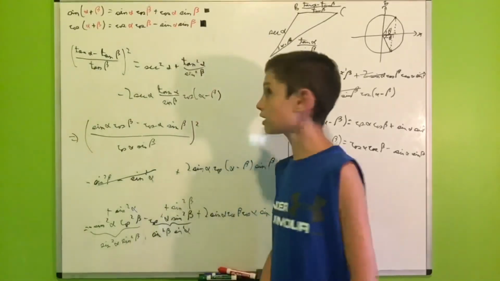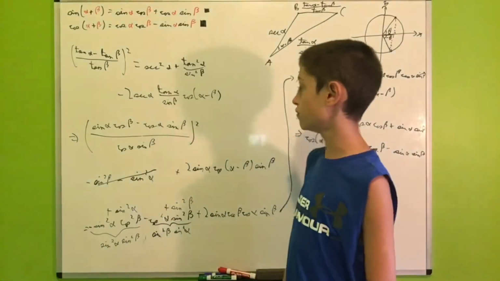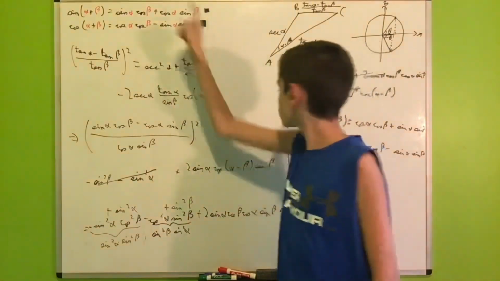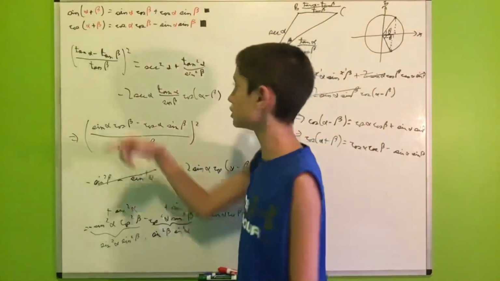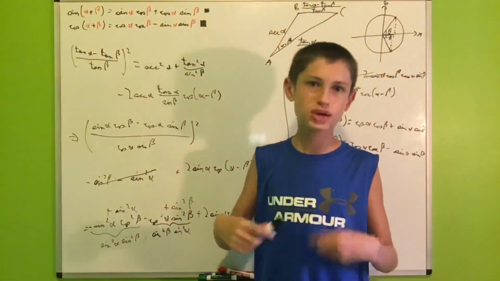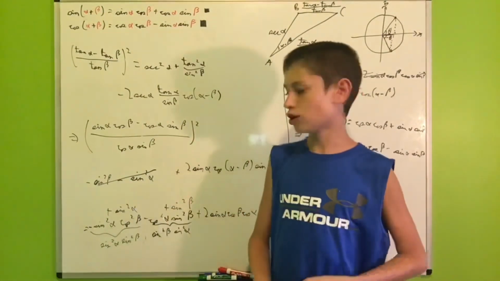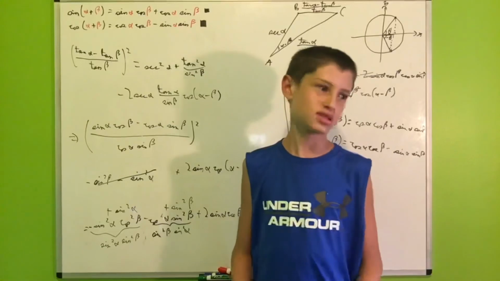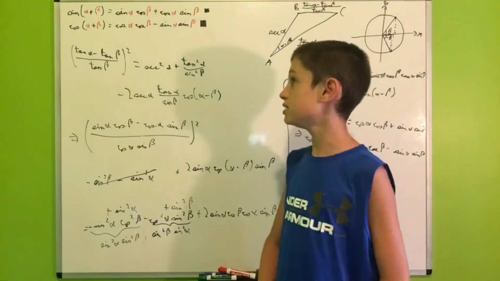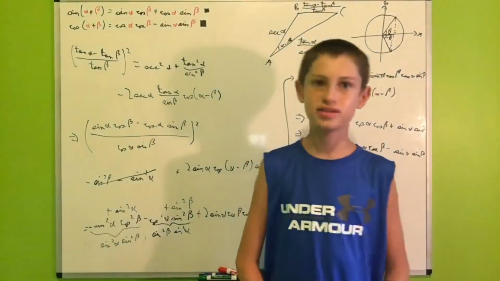And now I would like to leave it as an exercise to the viewer to use what we found here to express tangent of alpha plus beta in terms of tangent of alpha and tangent of beta, or in other words, derive the tangent angle addition identity.